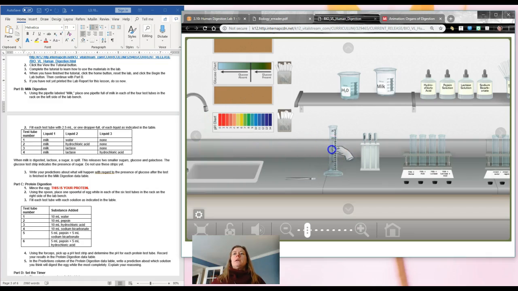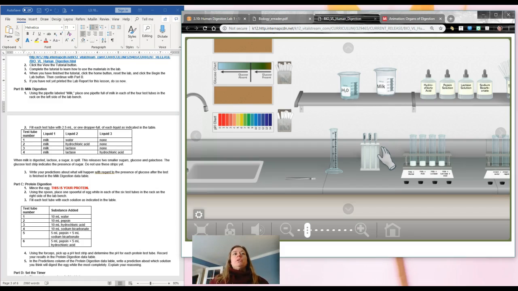And I just rinsed it, okay? So it says, use the pipette labeled milk. Place 1 pipette full of milk in each of the test tubes. So that's 1, 2, 4. Okay, then you put that down. Put it down, put it down, put it down. All right.